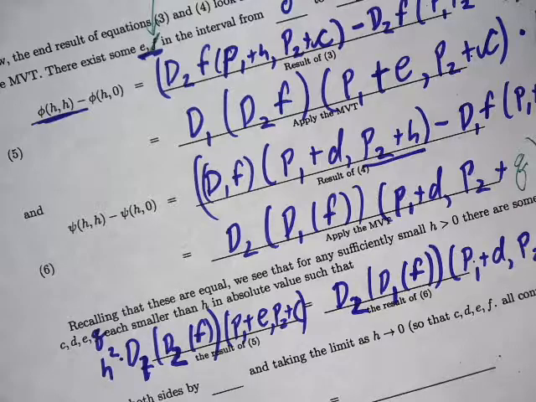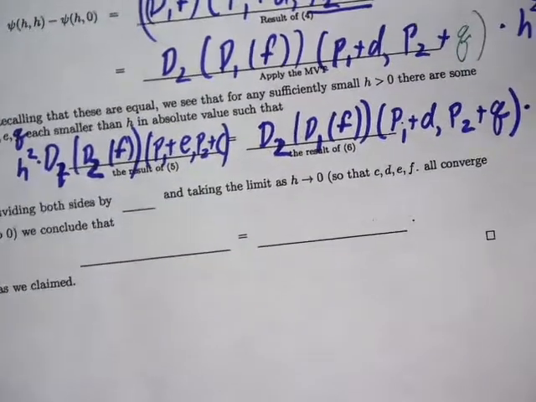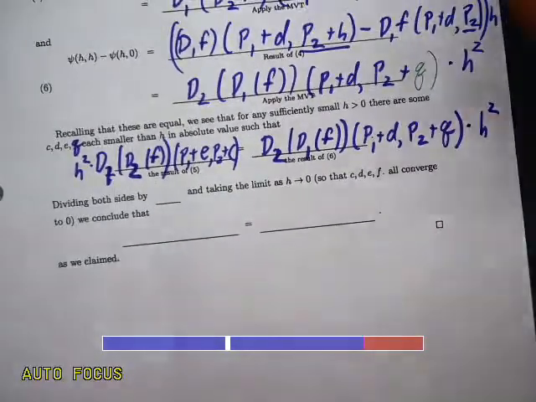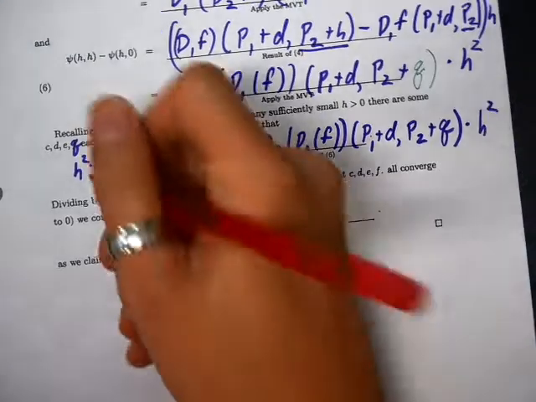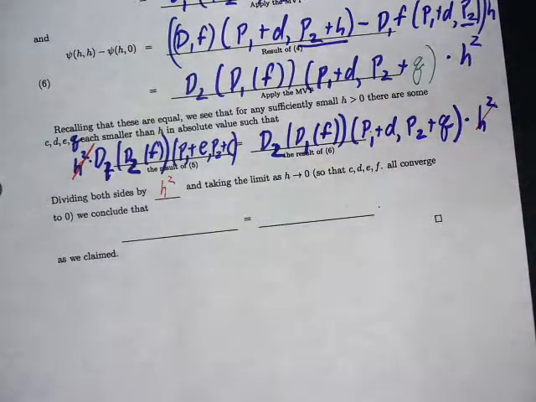But now you notice, does that h squared actually make a difference in the analysis at this point? No. I can divide both sides by h squared. So if I divide both sides by h squared, I wind up with that.